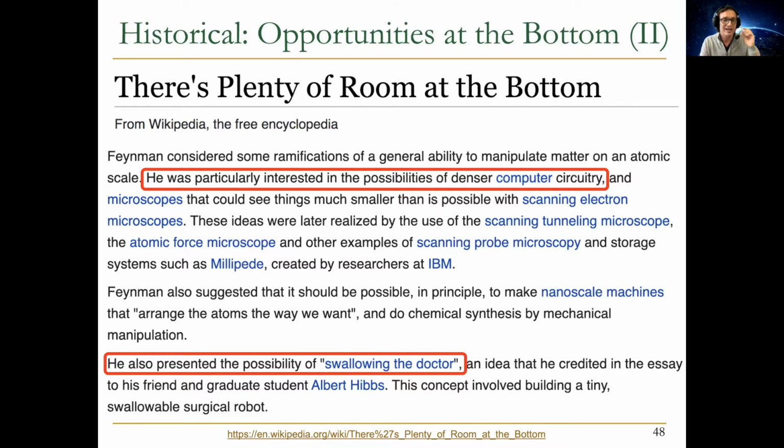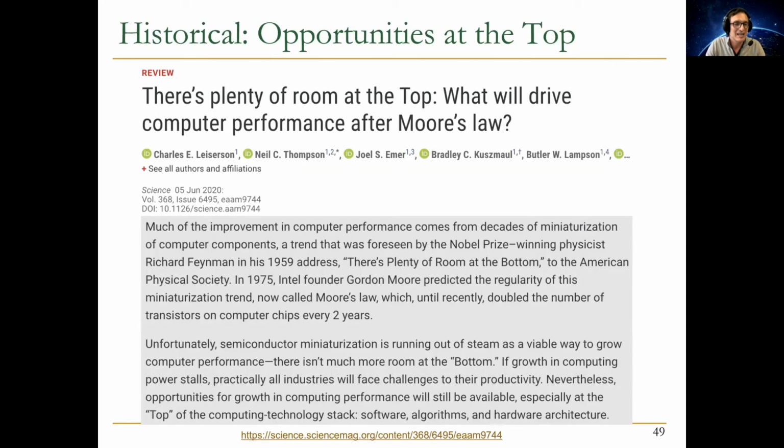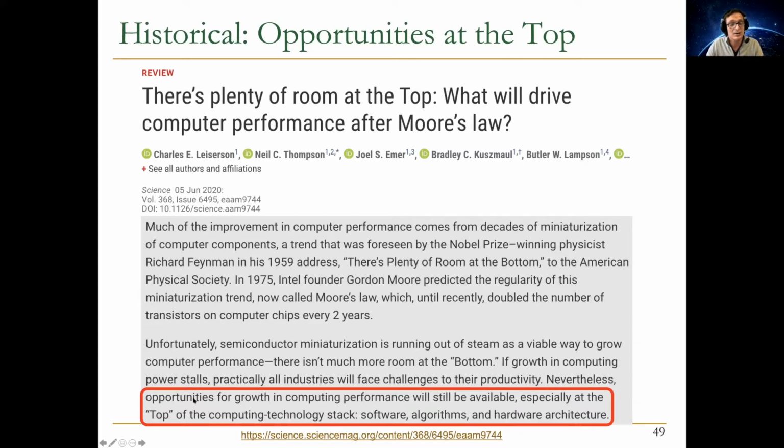But there's also another perspective, which is there's plenty of room at the top. This was written more recently. This is actually almost a consensus view, let's say, that most people are thinking that as technology scaling becomes difficult at the circuit and device level, we should explore more at the software, algorithms, and hardware architecture layers, basically. Opportunities for growth in computing performance are going to be available and be even more important at the higher levels of the stack.